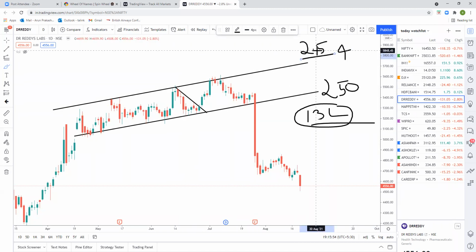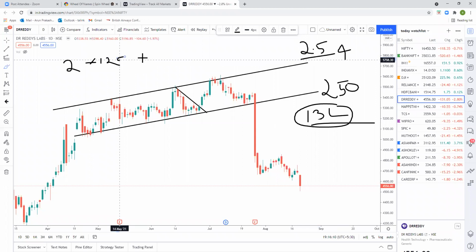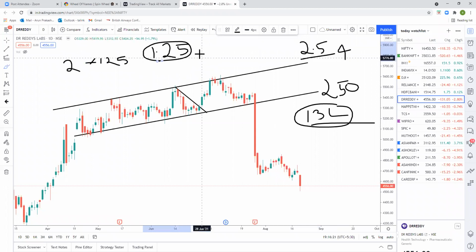A future will cost you less margin. Even if you're buying 250 quantities, it is 2 lots in Dr. Reddy, so 2 into 125. 1 lot in Dr. Reddy futures will cost you around 1.2 to 1.25 lakhs. The rest of the margin will be taken care of by your broker. So that is the reason we prefer trading in futures. Okay, sir. That's what I was thinking.